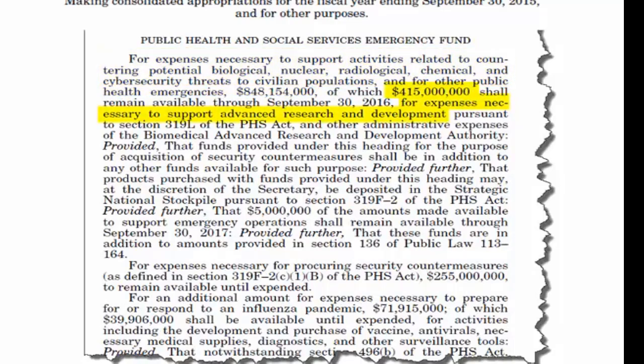$848,154,000, of which $415 million is for advanced research and development, and $5 million is for emergency operations. For procuring security countermeasures, $255 million. And finally, to prepare for an influenza epidemic, 71.9 million, of which 39.9 million is specifically earmarked for vaccines, and so forth. It's also important to note that amounts may be identified in a proviso, as in the case of this $5 million. You can see why it's important to read appropriation language very carefully.